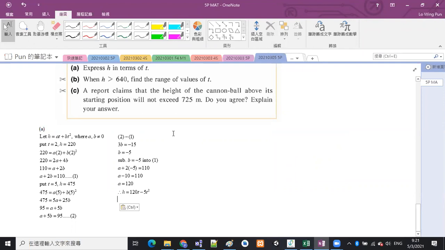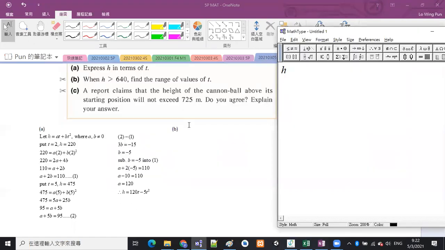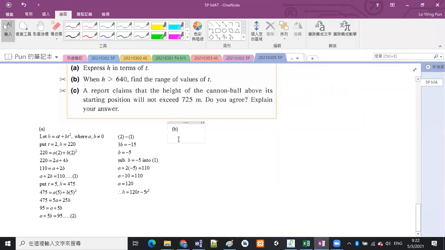Okay, and then in part B, when h is larger than 640, find the range of values of t. So we just set up the inequality according to the question. Because we have already found the expression for h, just change the left-hand side to be 120t minus 5t squared larger than 640. And the t squared term is on its negative side now, so we need to move all the terms to the right-hand side. It becomes positive 5t squared minus 120t plus 640. And this is a quadratic inequality.